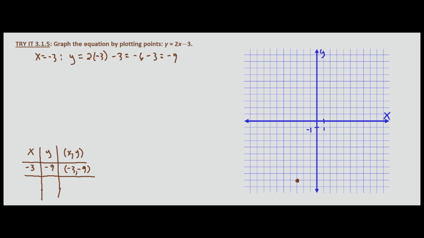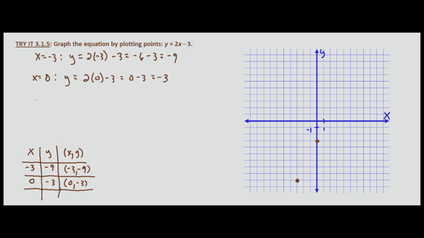We'll go ahead and use, let's say, x equals 0. When we substitute x equals 0, we get y equals 2 times 0 minus 3, which equals 0 minus 3, which equals negative 3. So our x value is 0. Our y value ends up being negative 3, which gives us the point 0, negative 3. So we start at the origin. We don't go to the left or right because the x value is 0, and we go 3 units down. 1, 2, 3.